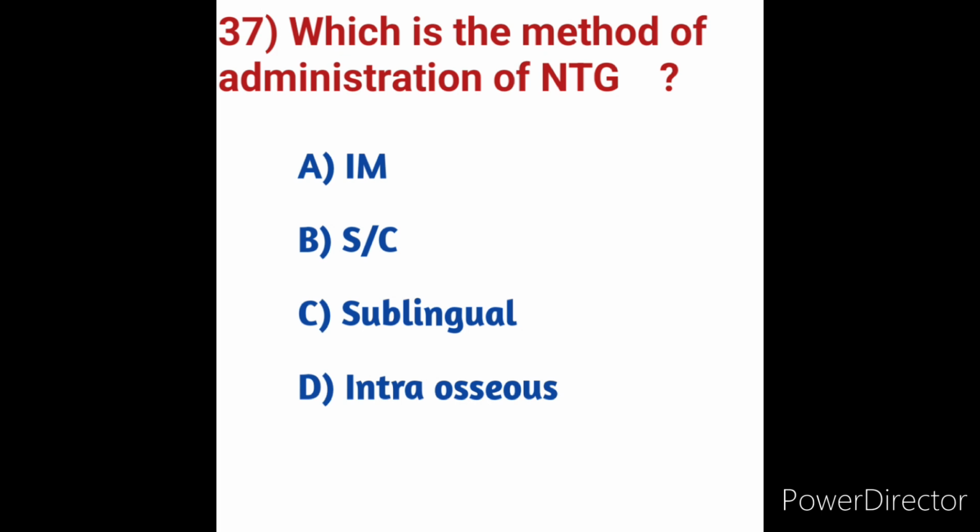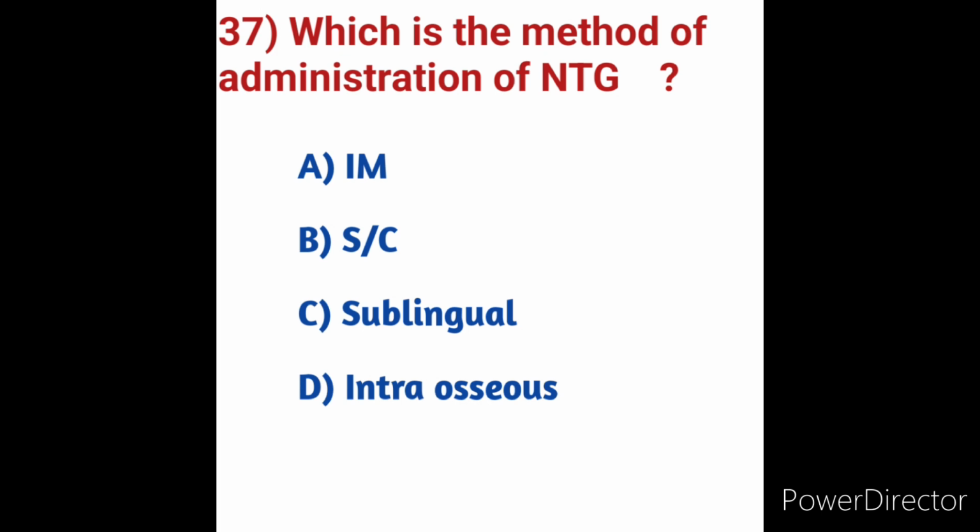What is NTG? NTG is a drug used to prevent angina pectoris, means chest pain caused by coronary artery disease. This medicine is also used to relieve an angina attack that is already occurring. So here NTG we can give through the IV route. If it is emergency and cardiac units, we can provide injection through the IV route. But here there is no IV.